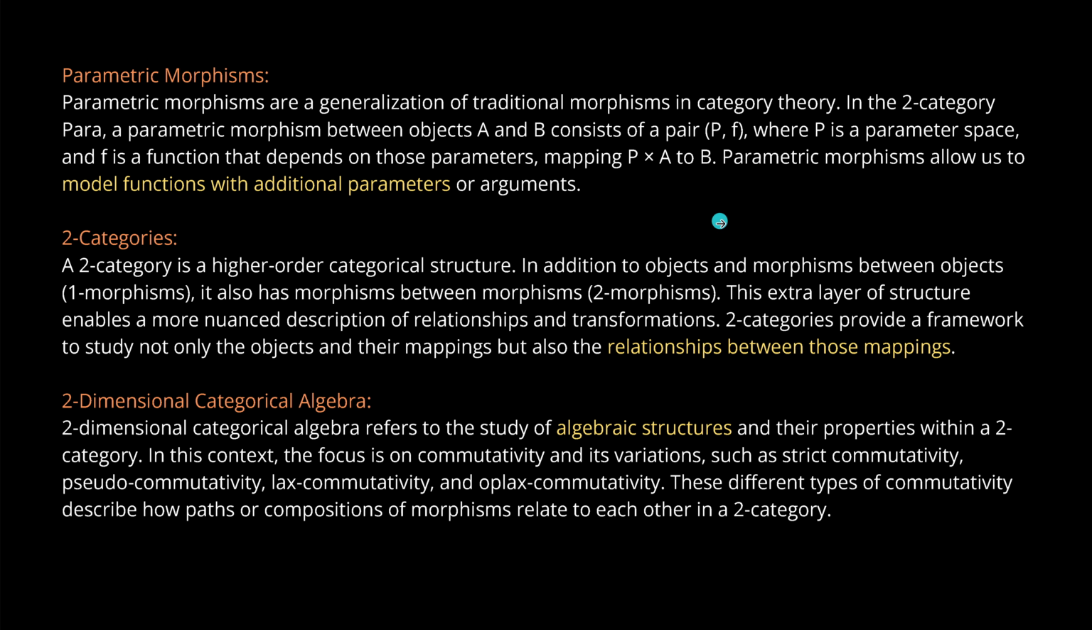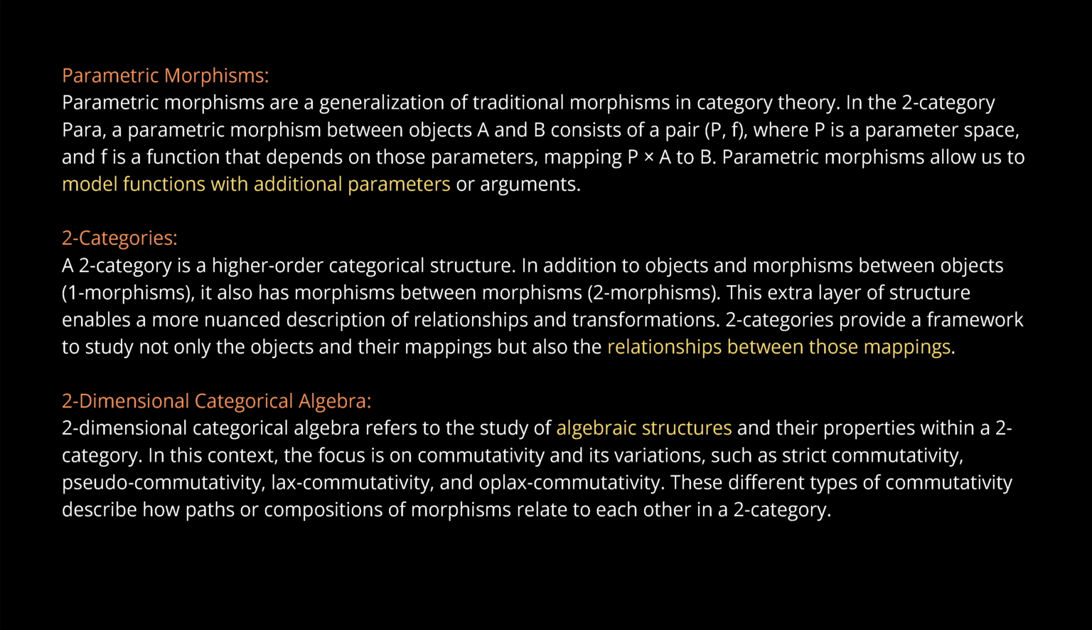Now, a morphism can also be a parametric morphism. This is a kind of generalization of the traditional morphism in category theory. In the 2-category Para, a parametric morphism between objects A and B consists of a pair (P, f), where P is a parameter space, and f is simply a function that depends on those parameters, mapping P times A to B. Does parametric morphism allow us to model functions with an additional parameter? I will show you this in an example.